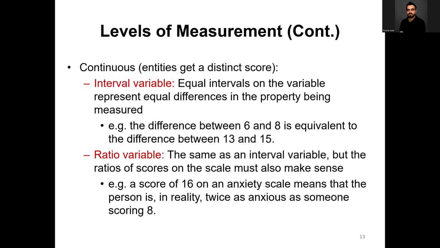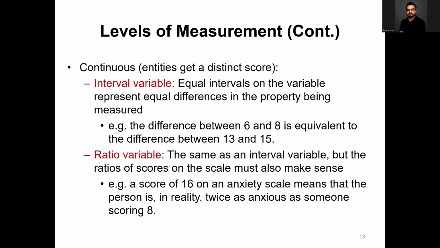Interval variables and ratio variables are continuous variables. These are numeric variables. In interval variable, equal intervals on the variable represent equal differences. For example, the difference between 6 and 8 is the same as the difference between 13 and 15, which is 2. Ratio variable is very similar to interval variable, but the zero has a meaning in ratio variable. That's the main difference between ratio variable and interval variable.